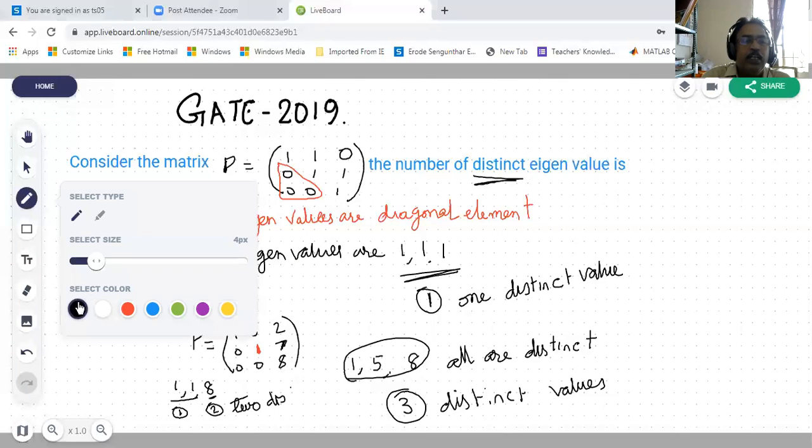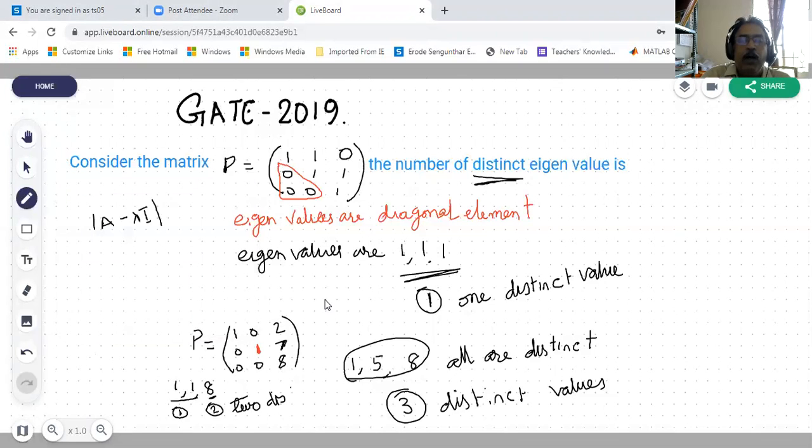So what are the eigenvalues here? The eigenvalues are 1, 1, 1. It is a repeated eigenvalue. 1 is repeated thrice. So we have only one distinct value. So the answer is 1. The answer is one distinct value.